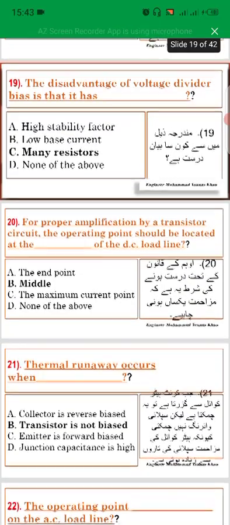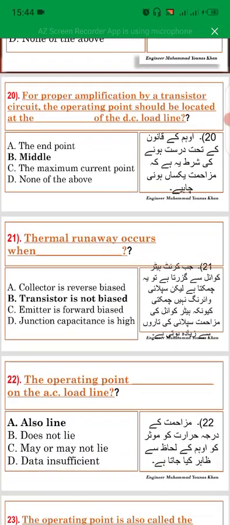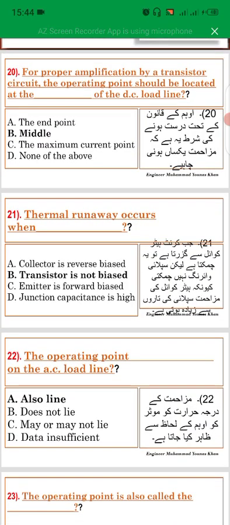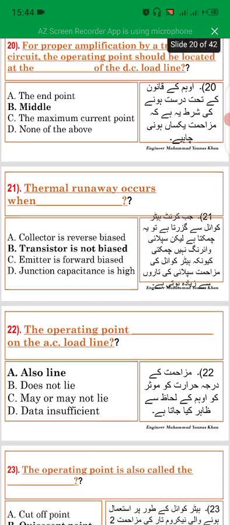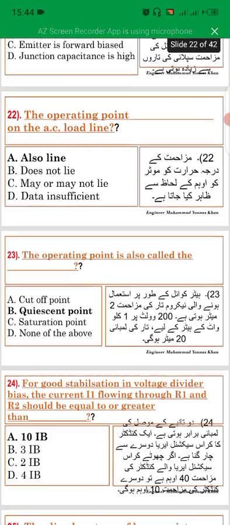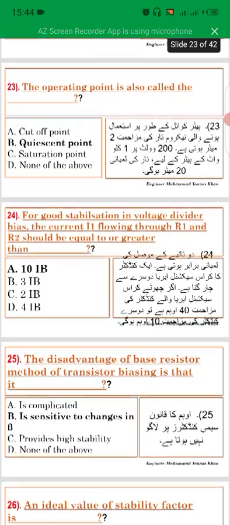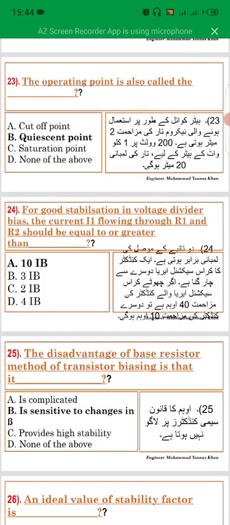The disadvantage of voltage divider bias is that it has many resistors. For proper amplification by a transistor circuit, the operating point should be located at the middle of the DC load line. The thermal runaway occurs when transistor is not biased. The operating point on the AC load line also lies on the line. The operating point is also called the quiescent point.